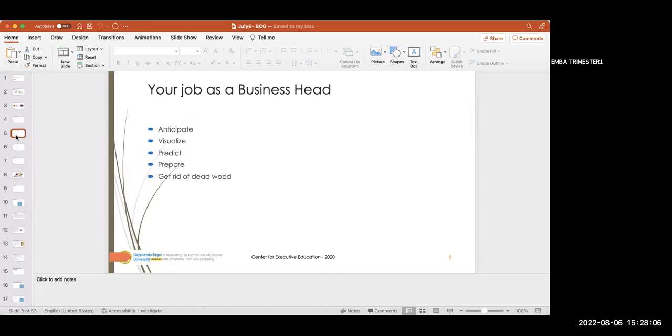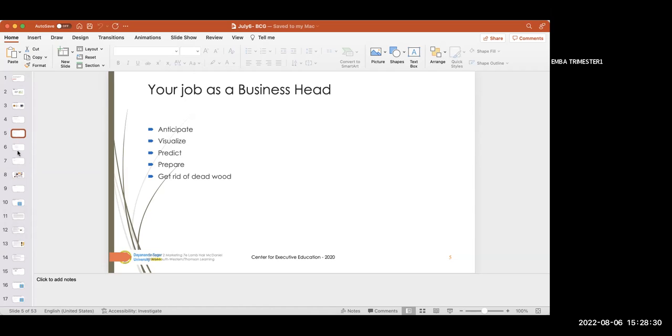Okay. So the point is, as a business head, your job is to predict. Your job is to prepare your company for the future and to get rid of dead wood. Some products are useless, right? How long are you keeping that product with you? Get rid of that product. Don't hang on to that product. So what are those things that we will do?